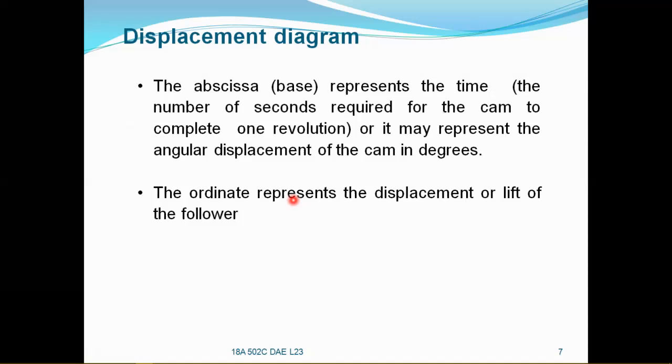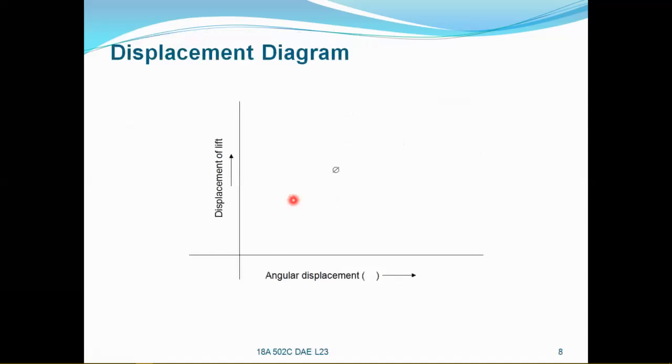Up to this level it is the same for all types of motions: uniform velocity, uniform acceleration and retardation, and also simple harmonic motion. So here you can see this is the angular displacement in degrees, or cam angles in degrees, and on the y-axis it is the lift, displacement, throw, or stroke of the follower.